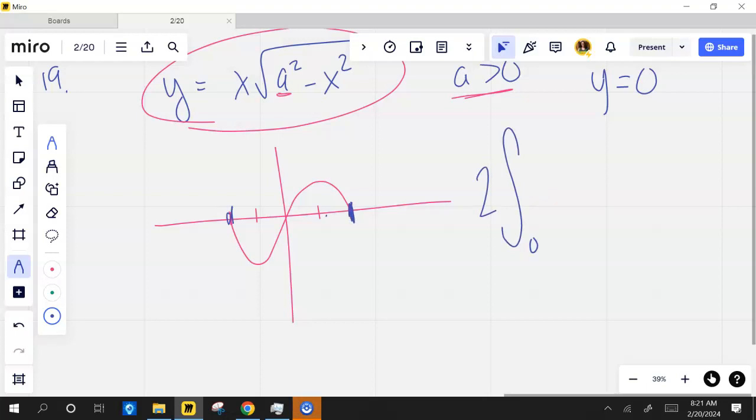I plugged in 1 and it was 1. I wonder what happens if I plug in 3 for a so that I get 9 minus x squared. I go out to 3 then. So I'm going to say this is my a. Does that make sense? Do you see how I'm reasoning through that? Let me pull my calculator up. Yeah, part of 3 now.